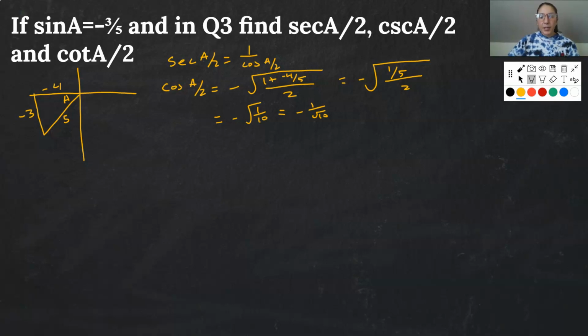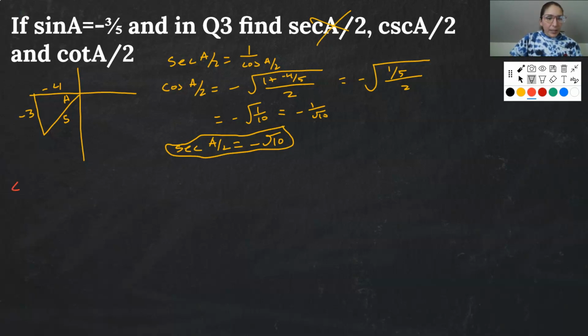So I know my cosine, which implies my secant. Cosine and secant are reciprocal, so if cosine is negative 1 over root 10, then secant, flip it, is negative root 10. All right, got the secant down.